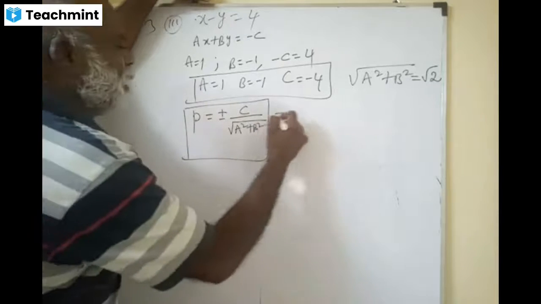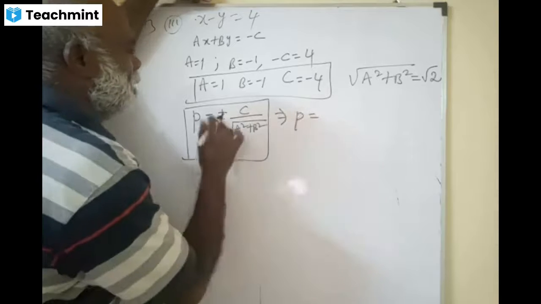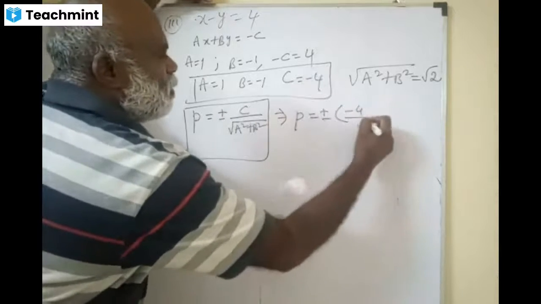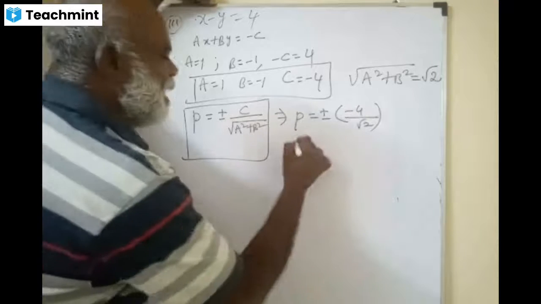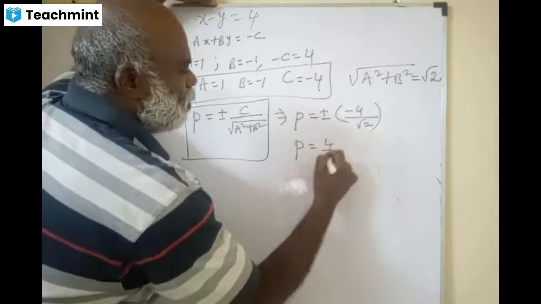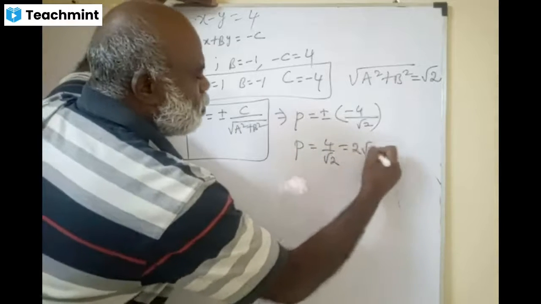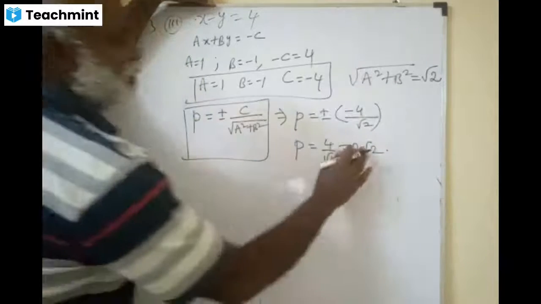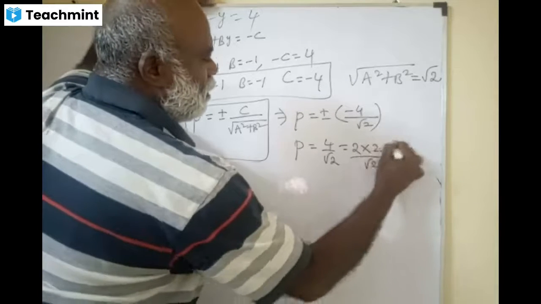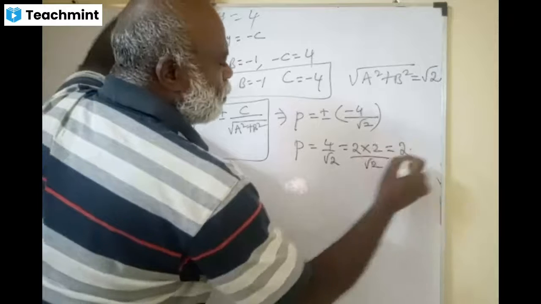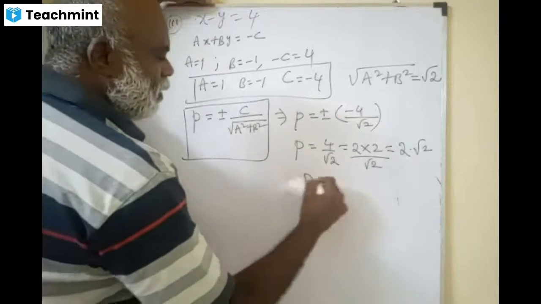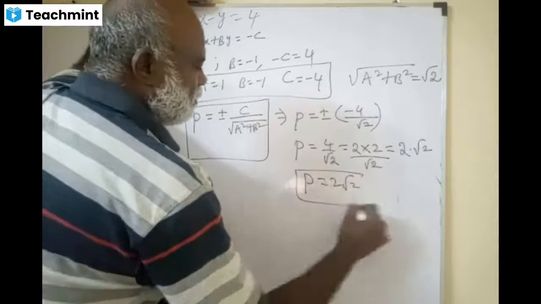So now you write it: P equal to plus or minus C, that is -4, by root 2. Anyway, P is always positive, so forget about the minus. 4 by root 2, what do you get, ma? 2 root 2. Do you agree? This is 2 into 2 by root 2, and 2 by root 2 is root 2. So P equals 2 root 2. Okay, clear, ma?